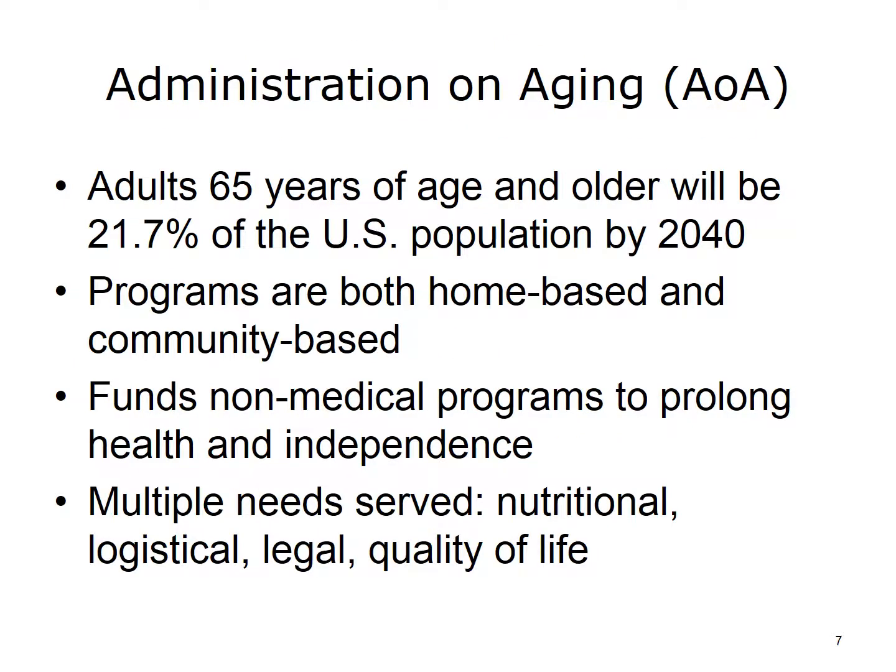Next is the Administration on Aging, or AOA. According to government census projections, people aged 65 and older will represent 21.7% of the population by the year 2040. Individuals who are currently age 65 can expect to live on average about another 18 years. Many older people live alone and have a low income, creating an increased need for national programs that target this group.